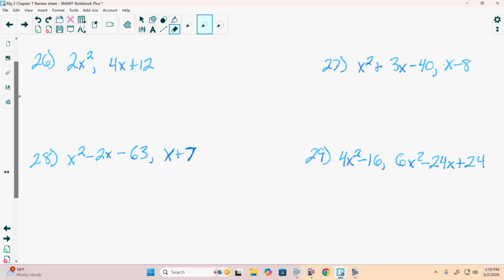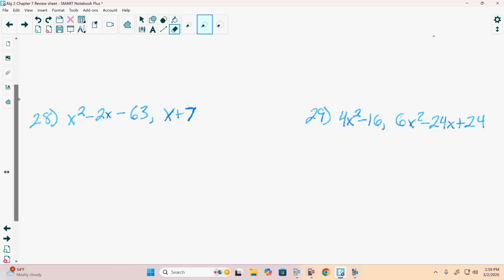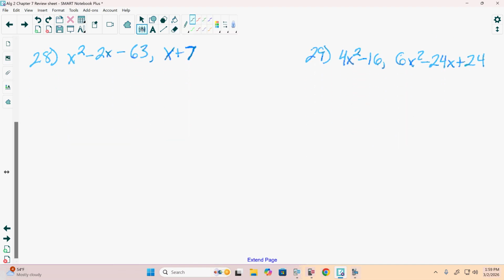Least common multiple. Let's look at 29. 4x squared minus 16 and 6x squared minus 24x plus 24.